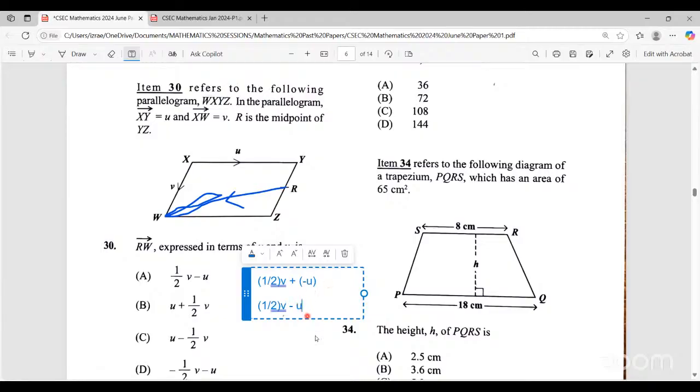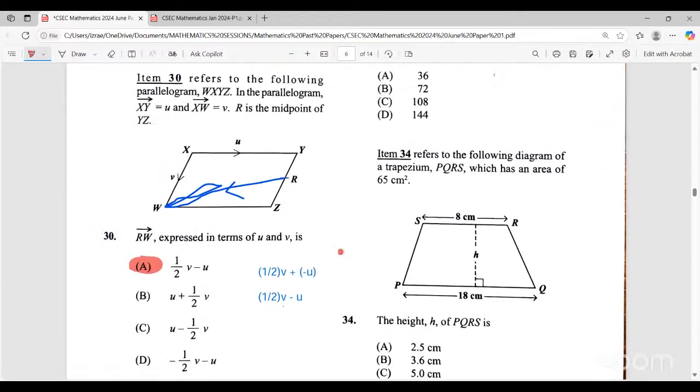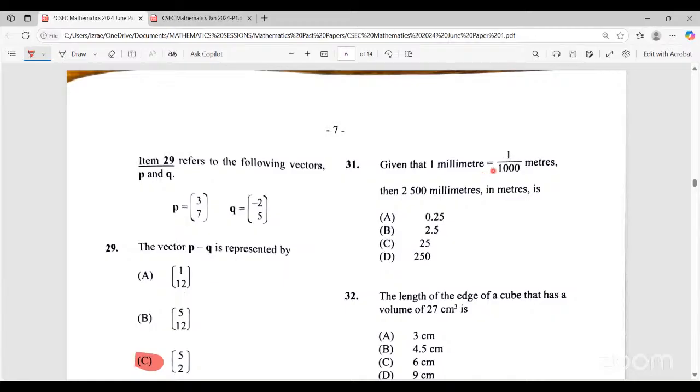Cool. Sorry about this squiggly thing. All right, to T1. 1 millimeter is 1,000 meter. We know that 2,500 millimeters in meters, we just simply divide by 1,000. Imagine you point here and you move it 3 places to your left, you get 2.5. And that should be easy for everybody.